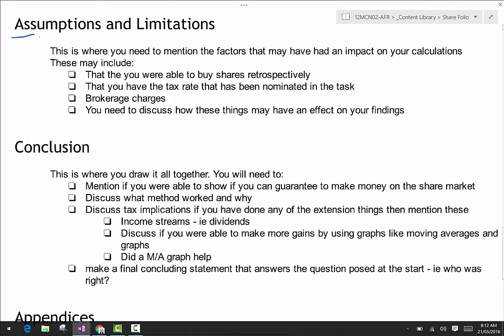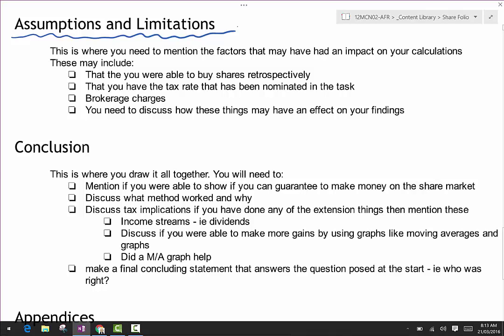This is really important. This is one of the key bits in the analysis section, where you actually talk about the things that you've put into the folio that you're just assuming are going to work, and how they actually limit your findings. So, for instance, you're using a tax rate of 42%. That's been given to you in a task, or you're assuming that you've got a tax rate of 42%. If your tax rate was lower, then you'd make more capital gains. So that's the effect of that assumption. If your tax rate was higher than 42%, you'd pay more tax, therefore your after-tax return will be lower, so you wouldn't make as much money.